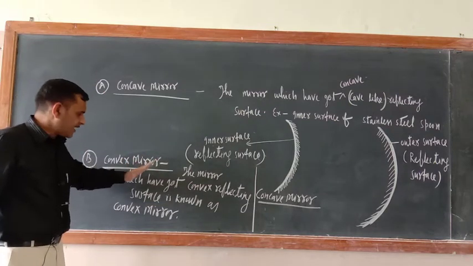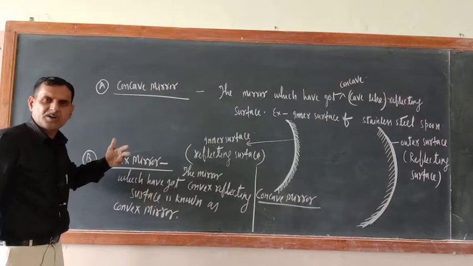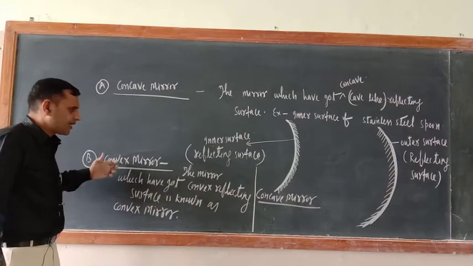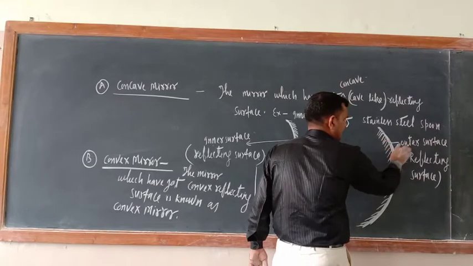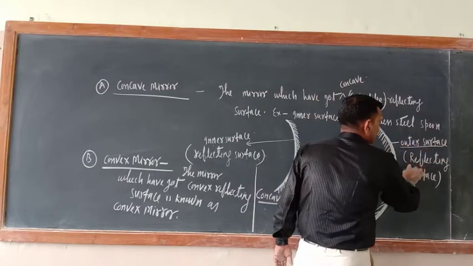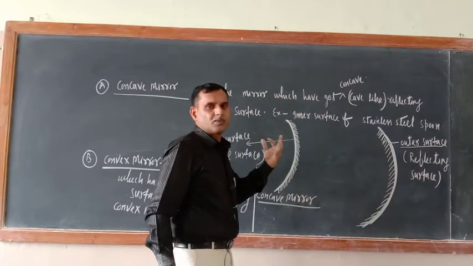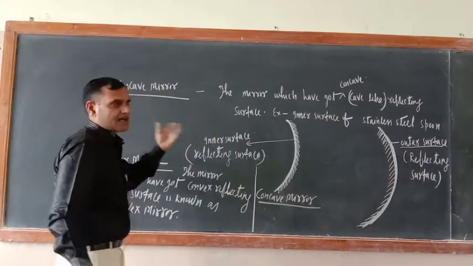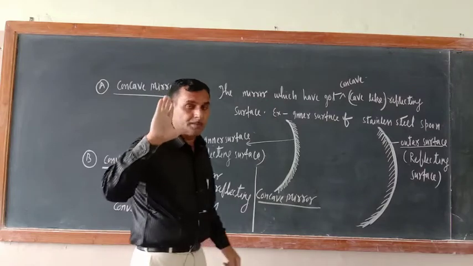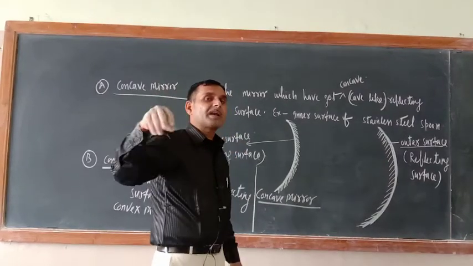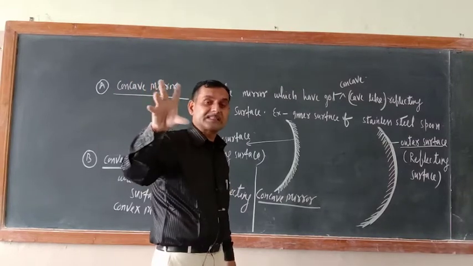Another one is the convex mirror. The mirror which have got convex reflecting surface, means bulge out reflecting surface, that is known as convex mirror. Diagram is this one. This side, this is not a reflecting surface. Outer surface, this is only reflecting surface. So outer side of stainless spoon, that is the reflecting surface. Now try to understand. That is the most important thing. In concave and convex mirror, their reflecting surfaces are different.